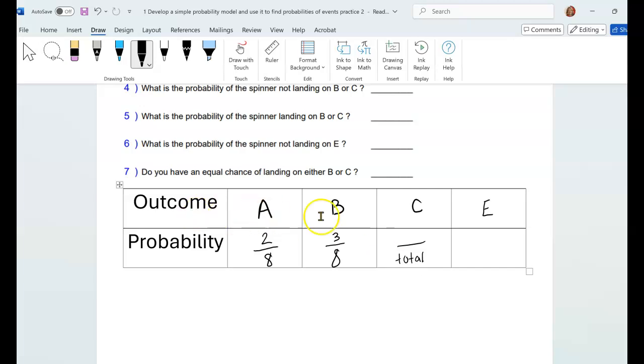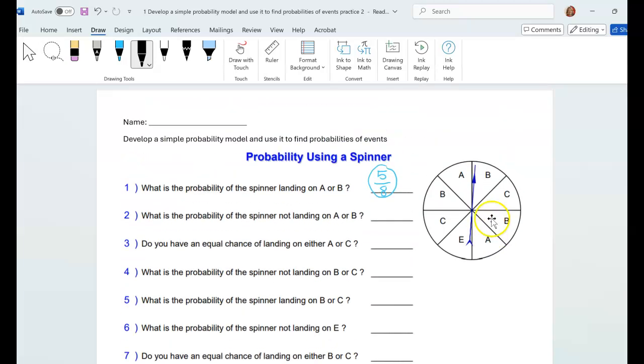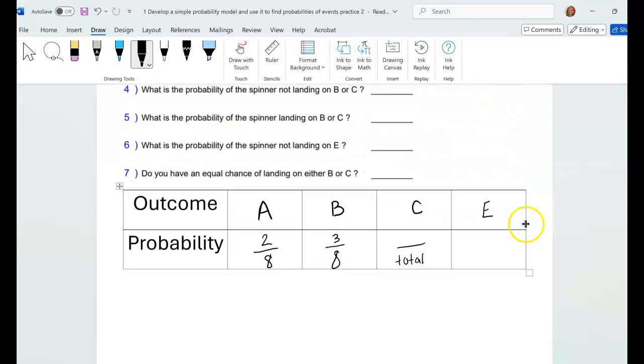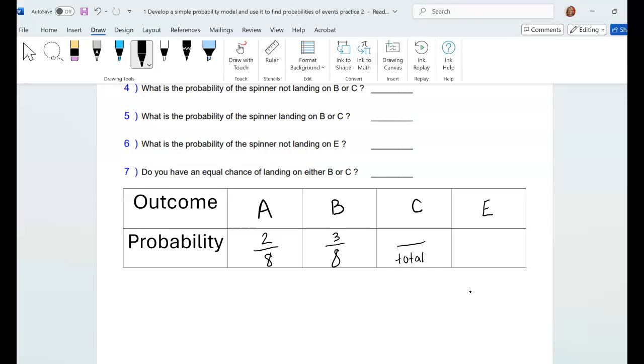We already have our outcome for E. That's the outcome. What's the probability for E? I'm just seeing 1 E, aren't you? Okay, so that's going to be the numerator, and then the total. Okay?